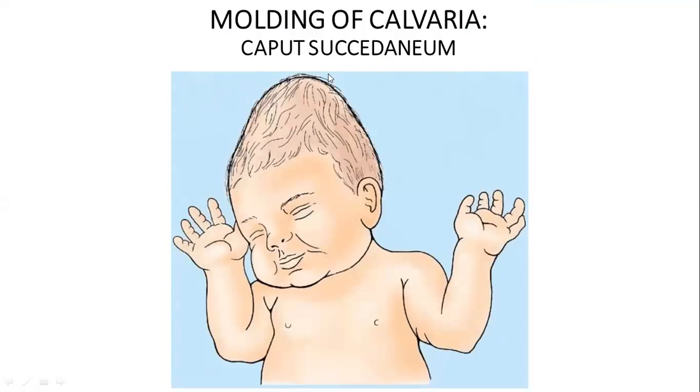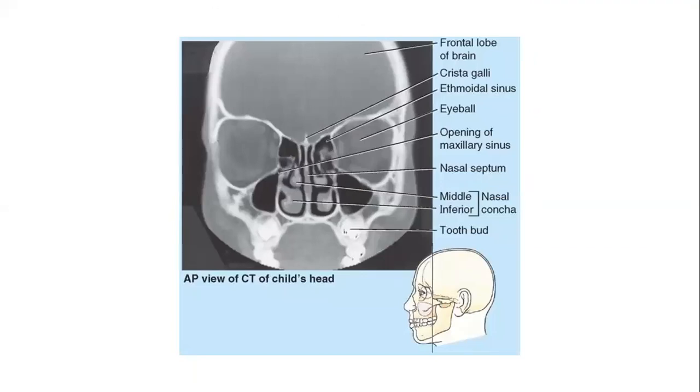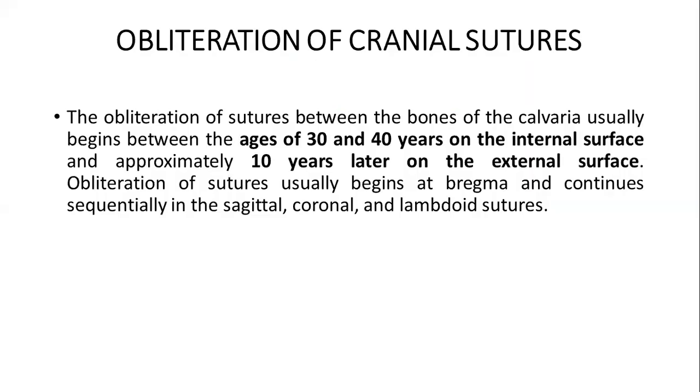This is the molding of the calvaria and the caput succedaneum, the swelling during childbirth, with the fontanelles, anterior and posterior, especially sliding on each other. Age changes: the deciduous or milk teeth are replaced by permanent teeth, and with age there is an increase in the size of the paranasal sinuses. Here are the sinuses, told you already. Obliteration of cranial sutures occurs on the internal side at ages 30 to 40, and 10 years later on the external surface. Cranial sutures are fibrous joints.